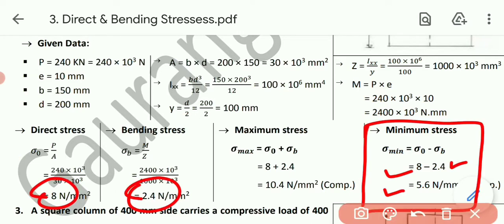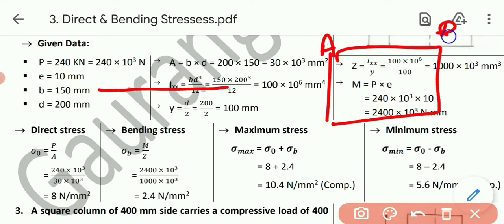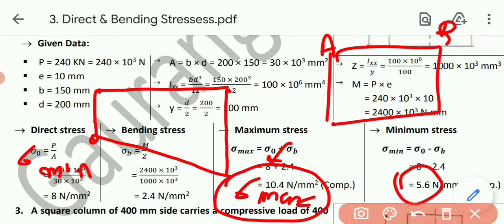They have not asked us to draw the bending stress diagram. If I need to draw the bending stress diagram, see, if it is our section A and B, then at B point sigma maximum will be there, and at A point sigma minimum will be there. Sigma maximum is equal to 10.4 as you can see, and sigma minimum is 5.6, and both are positive. So like this will be our bending stress diagram, but they have not asked us to draw the diagram, so I have not shown it over here.